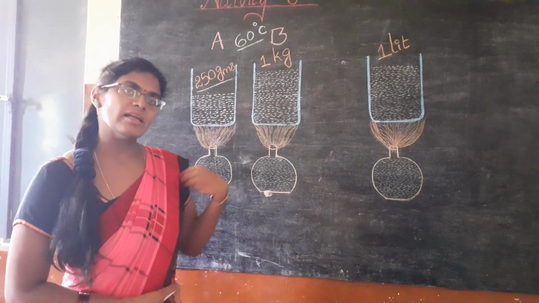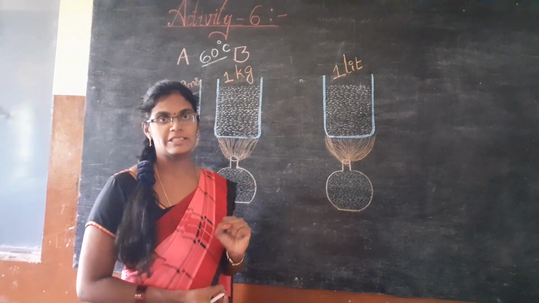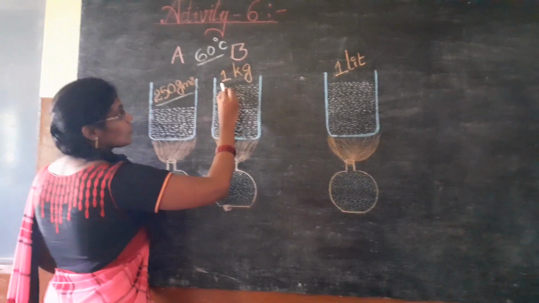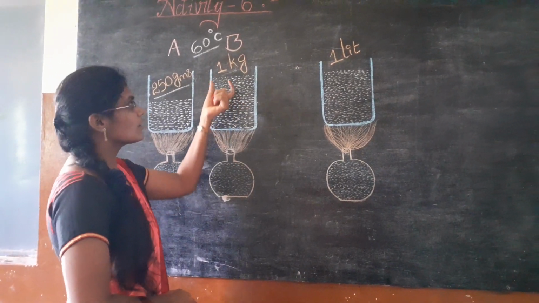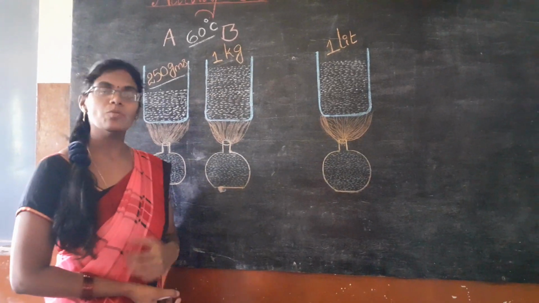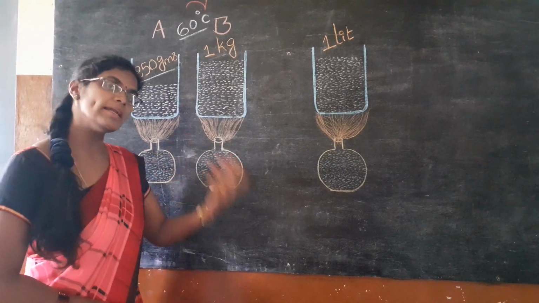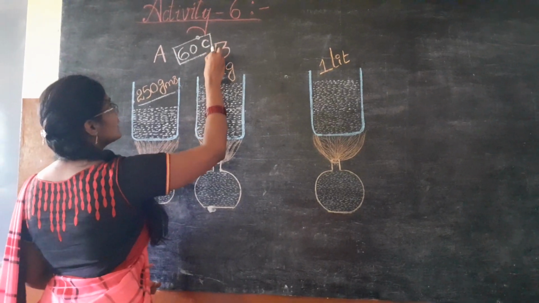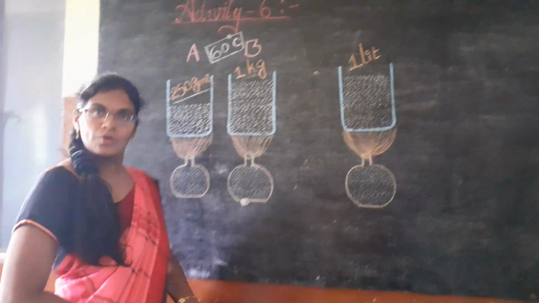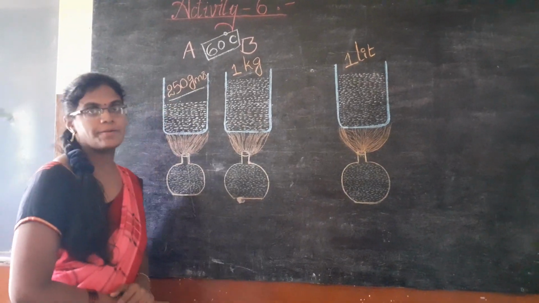Means for raising its temperature, it needs a very small quantity of heat energy. But here the quantity is high. In beaker B, the water contains a higher quantity. So that's why it needs more heat energy to reach 60 degrees Celsius, and it also takes more time to reach 60 degrees Celsius than beaker A.